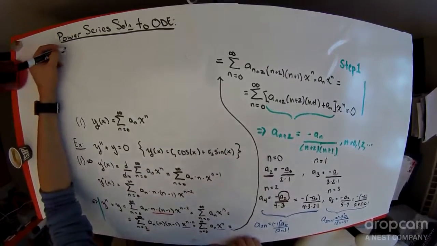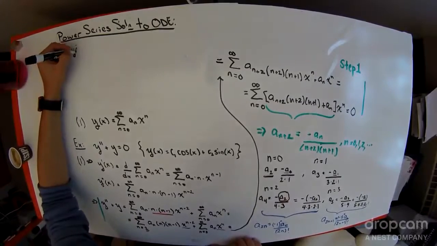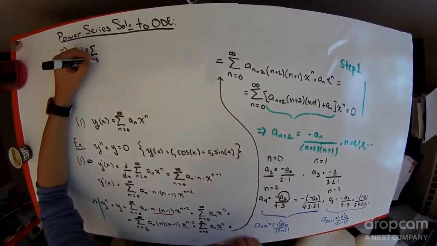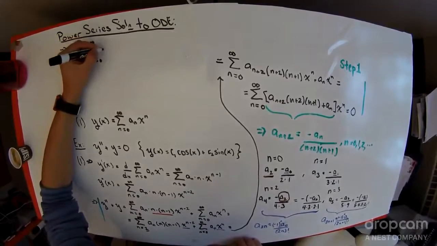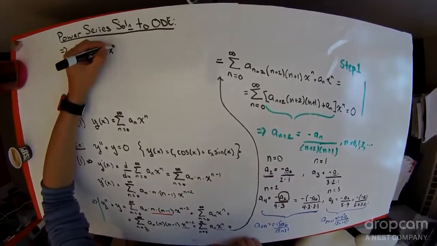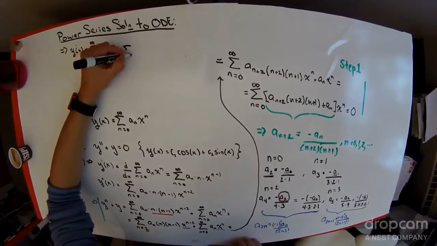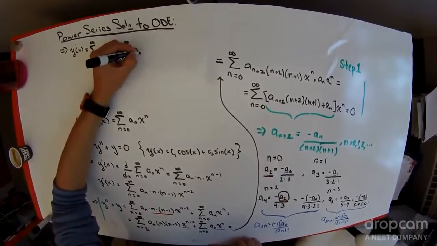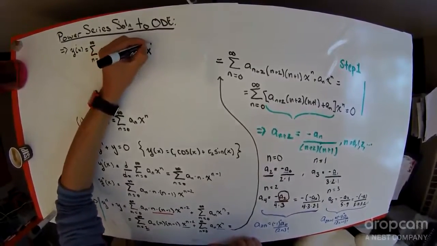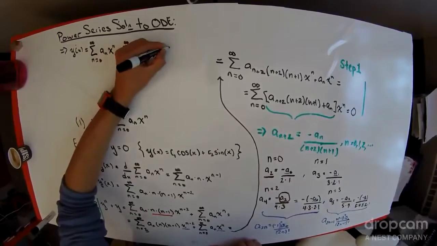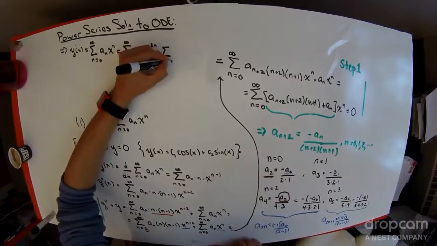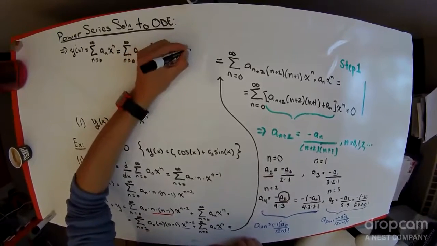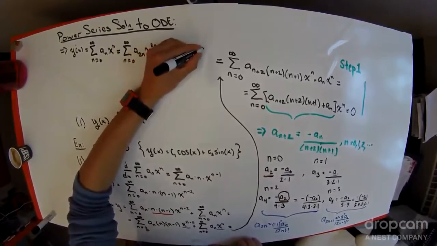So, going back to our original assumption, y of x is equal to the sum, n equals 0 to infinity of a sub n times x to the n, which I'm going to break out as the sum n equals 0 to infinity of a sub 2n times x to the 2n, plus the sum n equals 0 to infinity of a sub 2n plus 1 times x to the 2n plus 1.